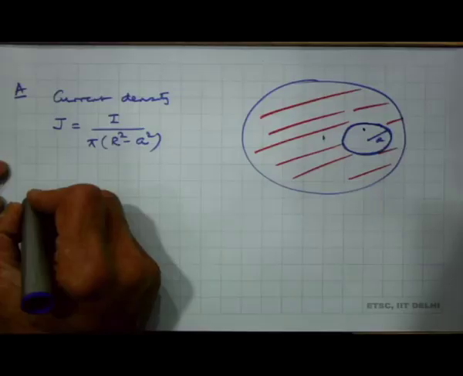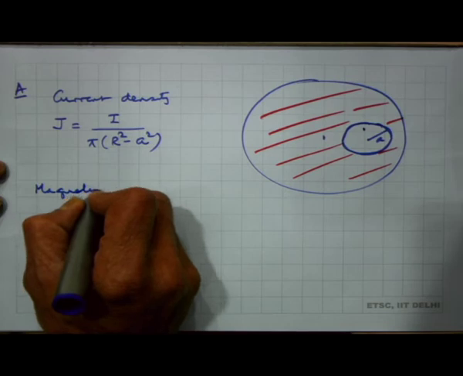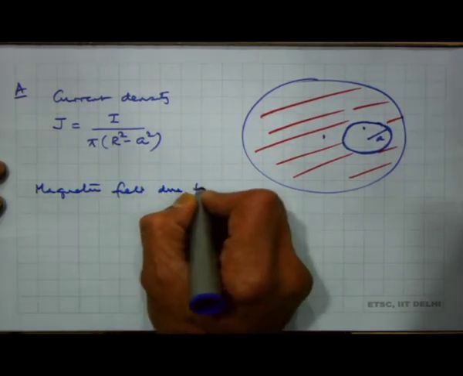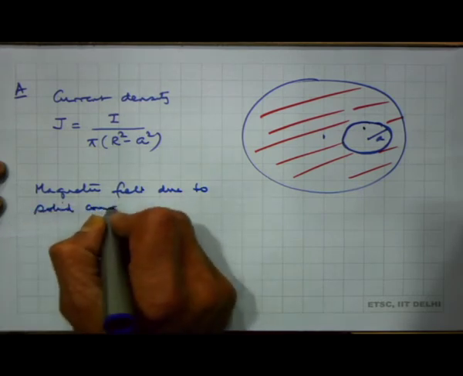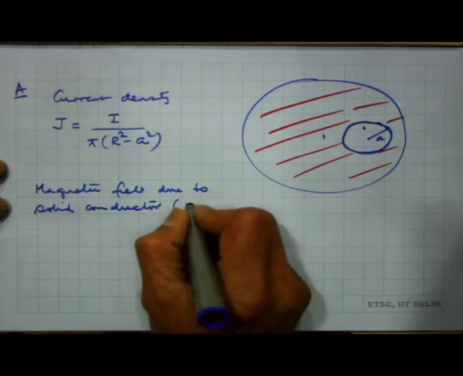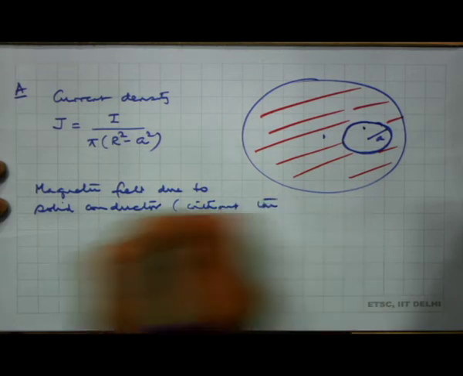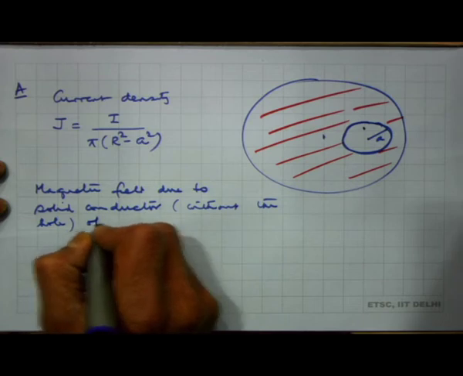So, first things, so magnetic field due to solid conductor without the hole of radius r.